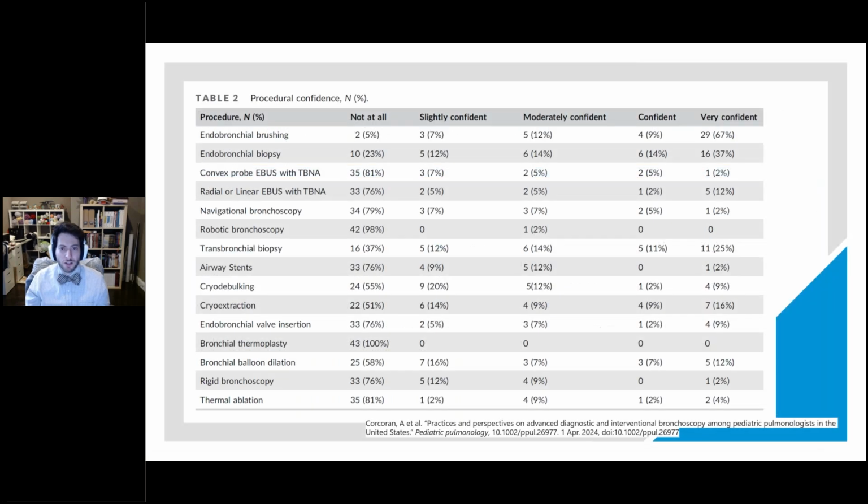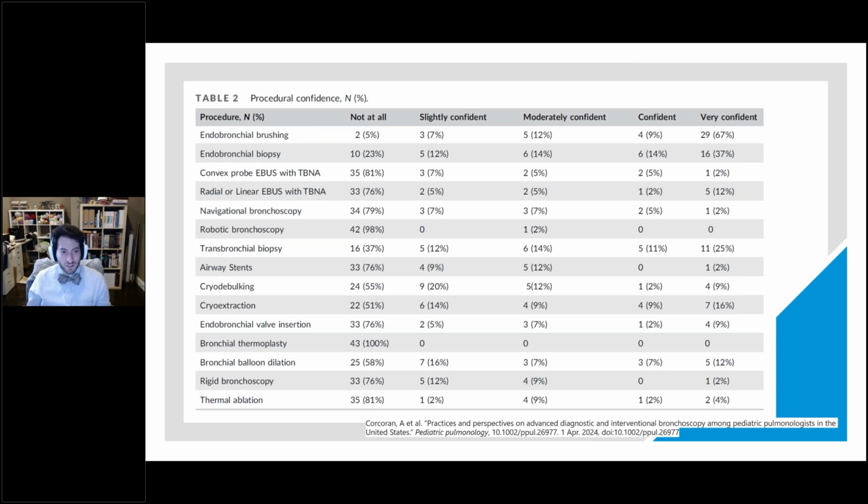And so, taking a look at their procedural confidence, we asked the question about some of the basic things that you and I might do on a daily basis, things like endobronchial brushings, endobronchial biopsy, and even something like transbronchial biopsies. And you can see that here, confidence for even just something as simple as brushing was only in the 67% for very confident, and then the next highest two were in transbronchial biopsies at 25% and things like mucosal biopsies as well.